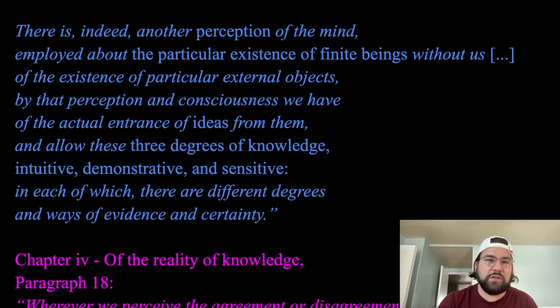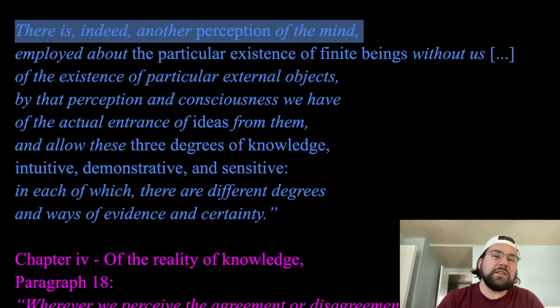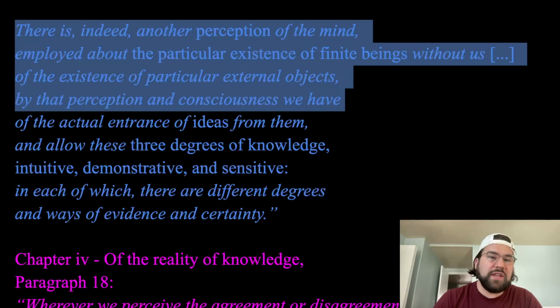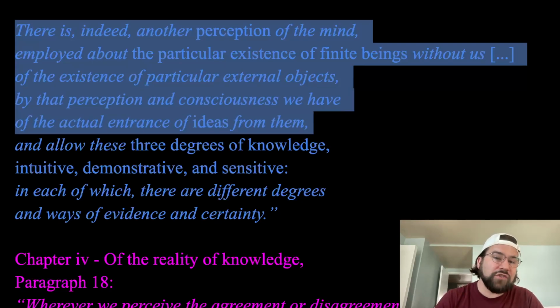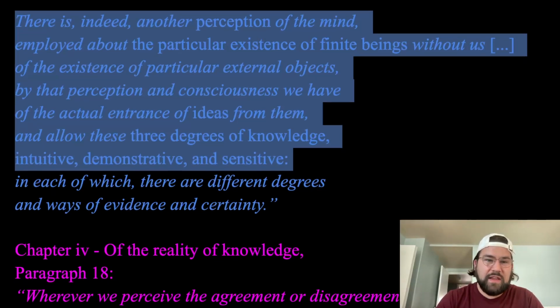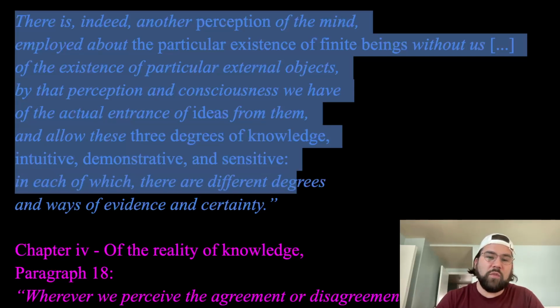Again, this is a big selection. Moving on to the second part of it. There is indeed another perception of the mind employed about the particular existence of finite beings without us, of the existence of particular external objects. By that perception and consciousness we have of the actual entrance of ideas from them, and allow these 3 degrees of knowledge. We have intuitive, demonstrative, and sensitive, in each of which there are different degrees and ways of evidence and certainty.